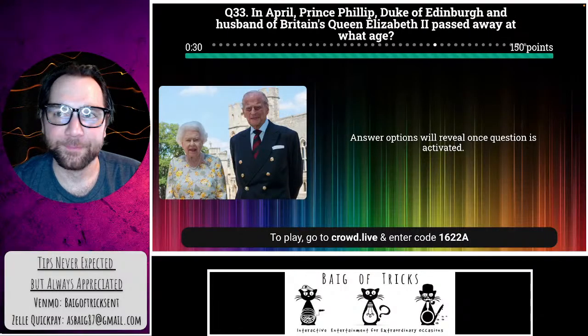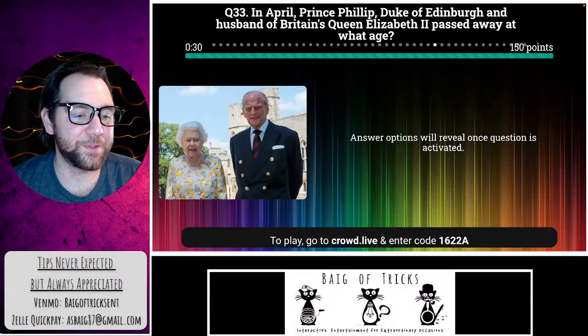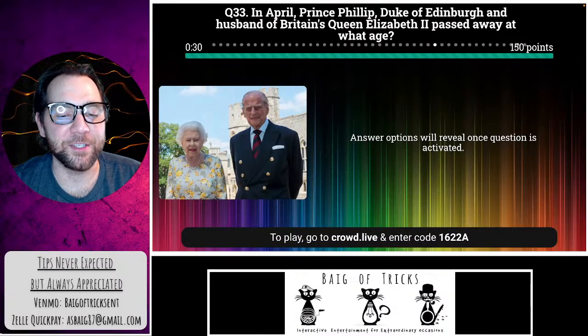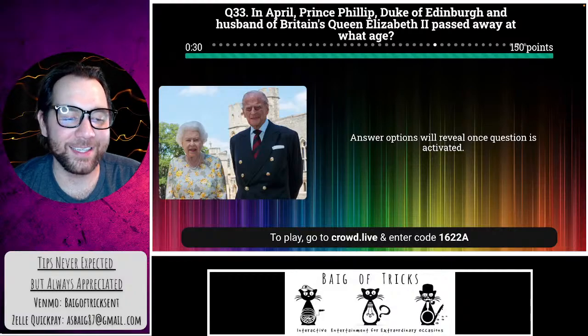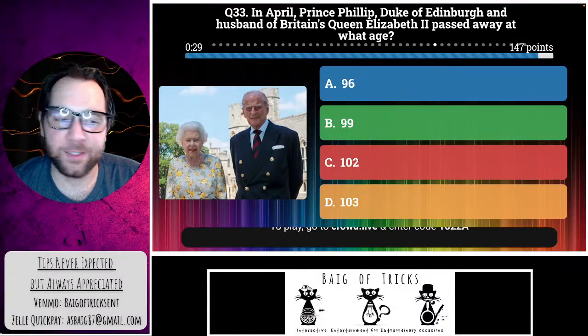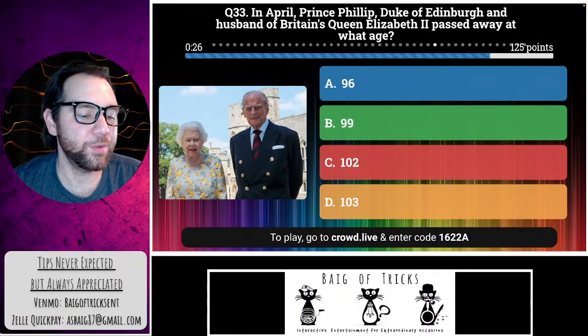33. In April, Prince Philip, Duke of Edinburgh, and husband of Britain's Queen Elizabeth II passed away at what age? How old was Prince Philip when he passed away? Was it 96, 99, 102, or 103?